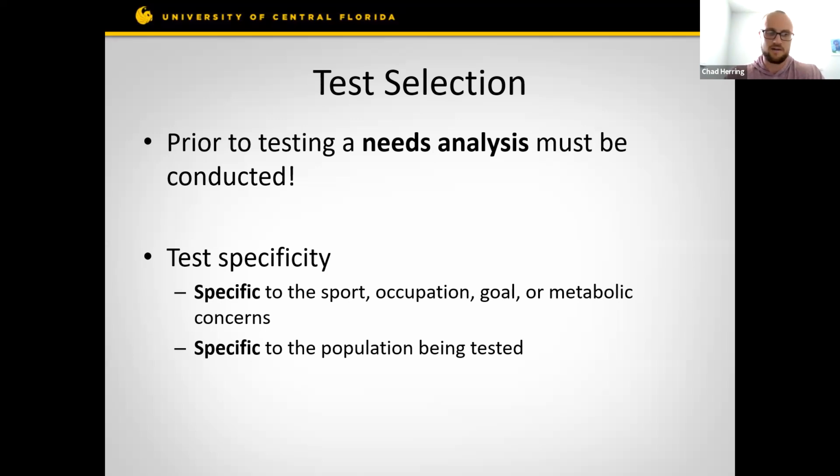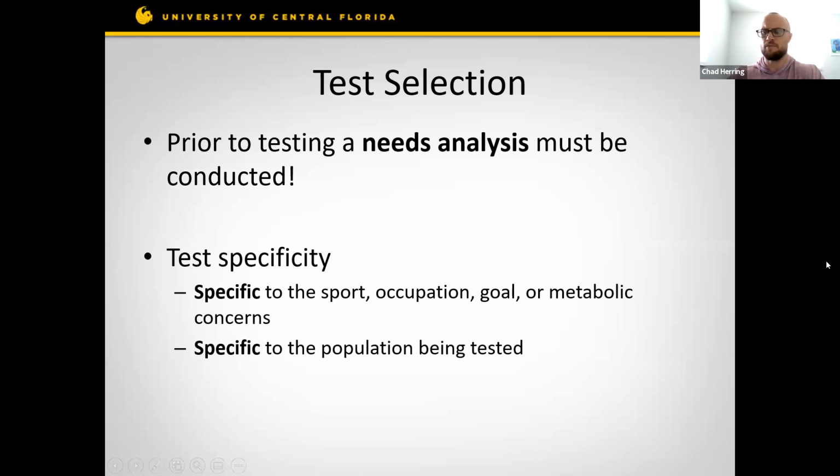So what kind of test do we need to select that's going to be appropriate for that sport, for that fitness component, for that individual? Okay, and that's what I put: test specificity. Specific to the sport, occupation, goal, metabolic concerns, and specific to the population being tested.